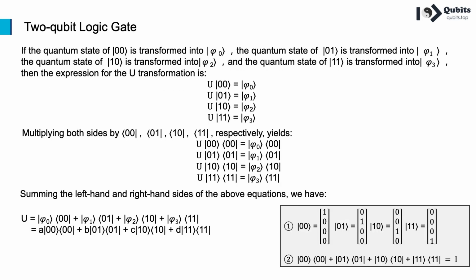If the quantum state of |00⟩ is transformed into |φ0⟩, the quantum state of |01⟩ is transformed into |φ1⟩, the quantum state of |10⟩ is transformed into |φ2⟩, and the quantum state of |11⟩ is transformed into |φ3⟩, then we have the expression for the U transformation. Multiplying both sides by the conjugate transpose of the 4 basic states, and then adding the equations together will yield the general formula for a 2-qubit logic gate.